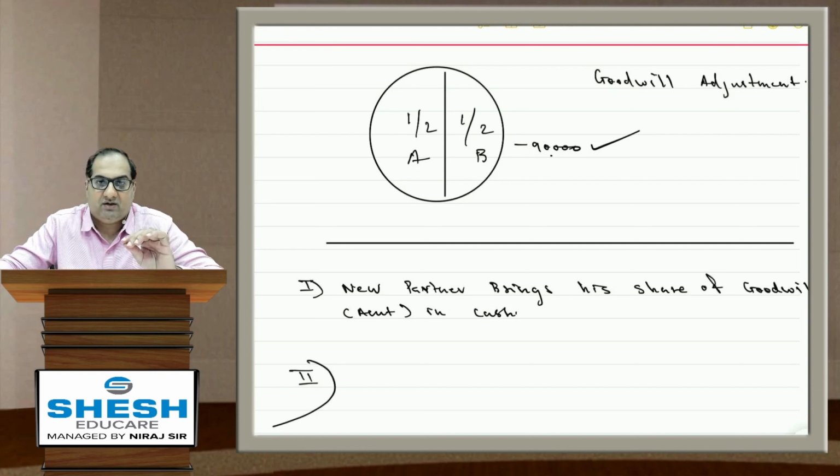C listens to A and B both, and he tells A and B, yes, what you're saying is absolutely right. I appreciate the fact that it is like this. The arrangement होना चाहिए, blah blah blah. However, he says, unfortunately, after bringing 1 lakh as capital, I don't have extra capital to bring as my share of goodwill in cash. He says, don't misunderstand. I don't disagree to your demand, but I just don't have extra money to bring as my share of goodwill amount in cash.